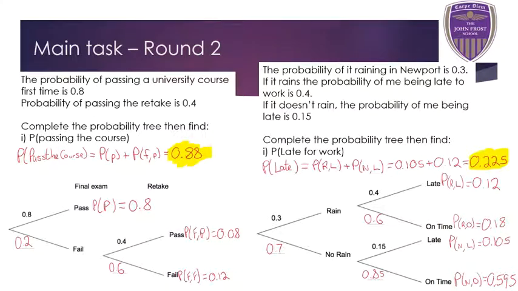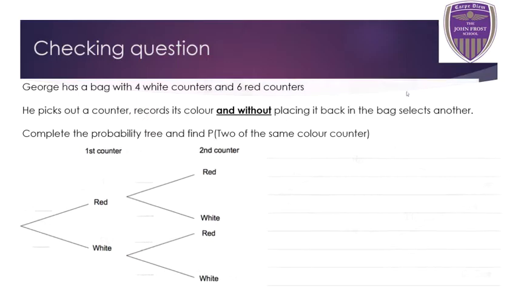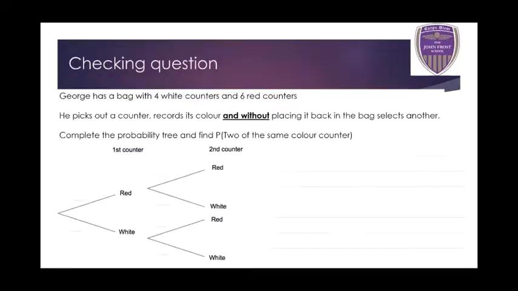Very well done if you got those right, and a big well done if you used the correct notation of P and then whatever you're trying to find the probability of inside the brackets. Using letters to signify pass, fail, rain, late, on time, whatever. Okay, so well done. And here comes the checking question. So we're on the checking question now.